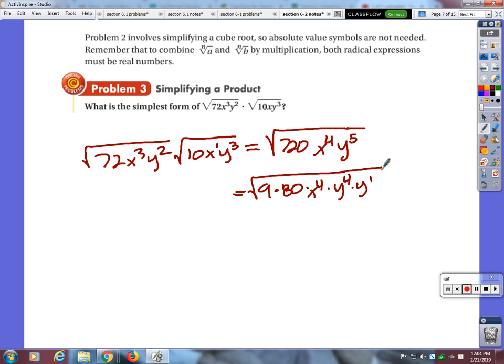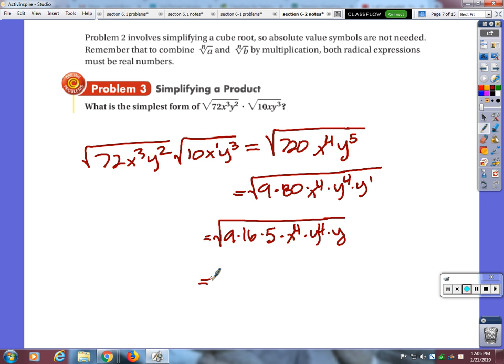What's a number you know the square root of that goes into 80 evenly? We could do 4, 16. Okay, let's rewrite this as the square root of 9 times 16 times 5 times x to the 4th times y to the 4th times y. And now we are ready to go. So now we're ready to pull out square roots.